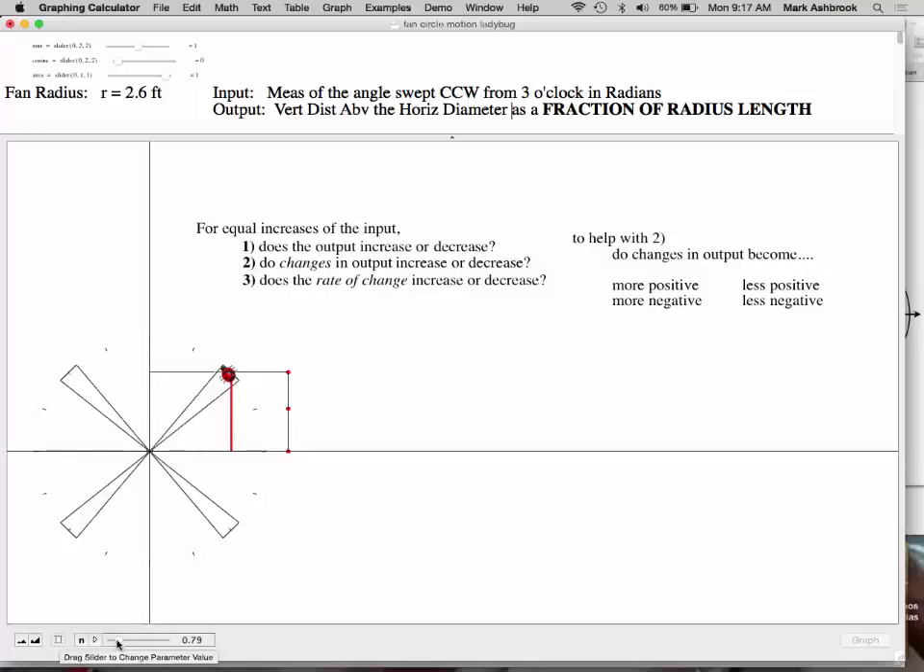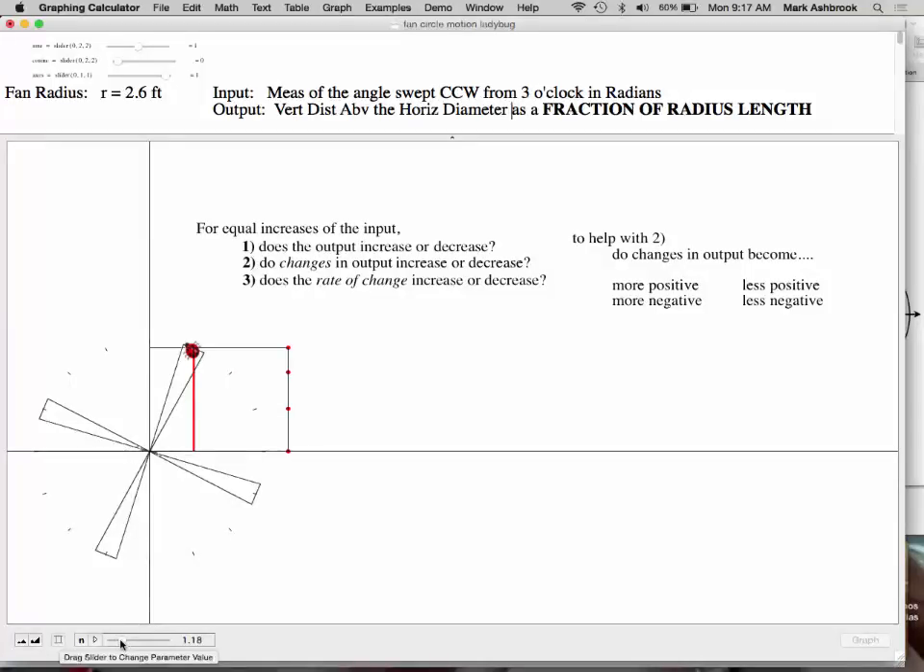In this second change, did the output, that vertical distance, increase or decrease? It increased again. The amount of increase, so the change in the height, was it more, less, or the same as the previous increase in vertical distance? Less. Let's do it again. Here's the third change in angle measure. The output in general in this first quadrant, the vertical distance, is increasing or decreasing? Increasing. Changes in the vertical distance, are they increasing or decreasing?